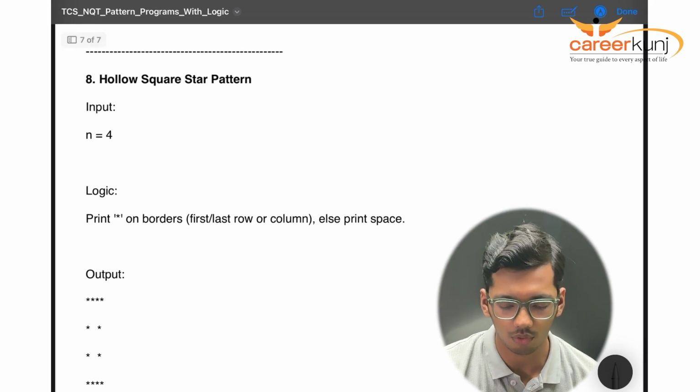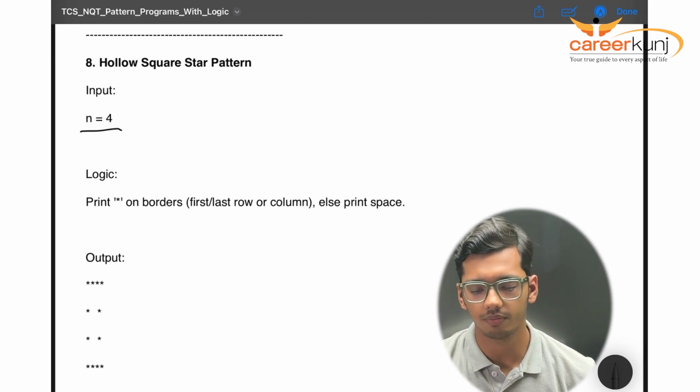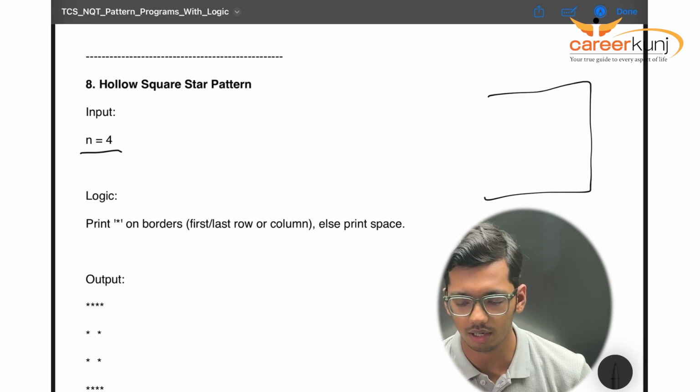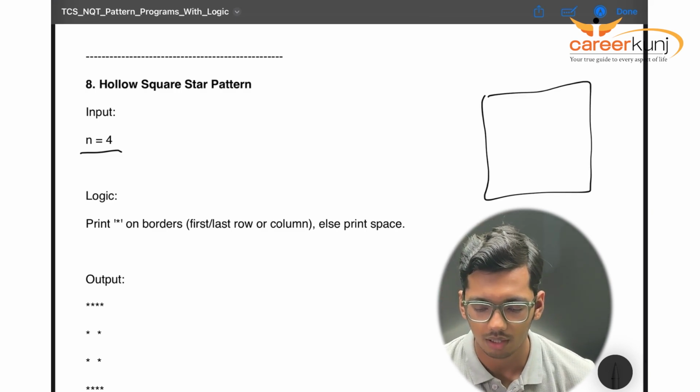First we have input as 4. I am taking n equal to 4. First, what is a hollow square pattern? This is my square, right? Now a hollow square will be something like this.